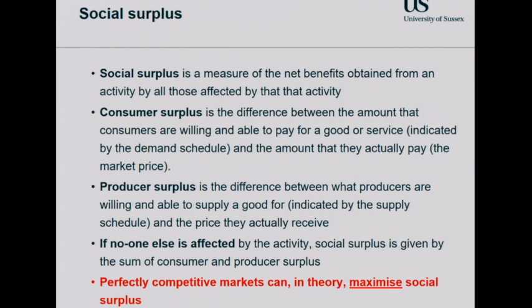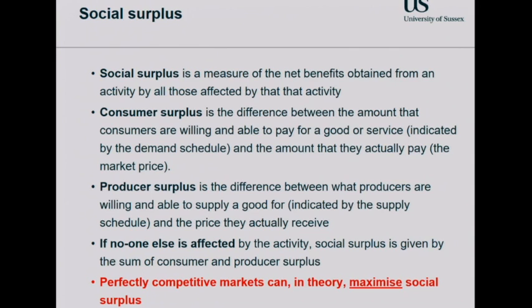So to summarize, social surplus is a measure of the net benefits obtained from an activity by all those affected by that activity. Consumer surplus is the difference between the amount that consumers are willing and able to pay for a good or service, which is given by the demand curve, and the amount they actually pay, which is the price. The producer surplus is the difference between what producers are willing and able to supply a good for, which is given by the supply curve, and the price they receive.